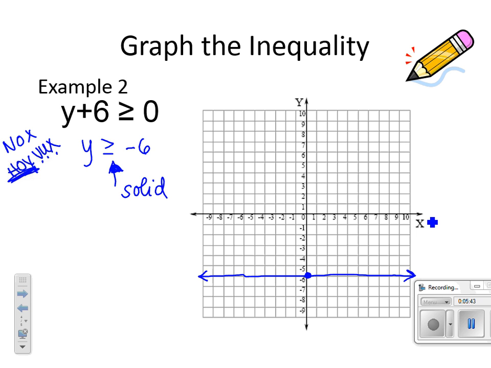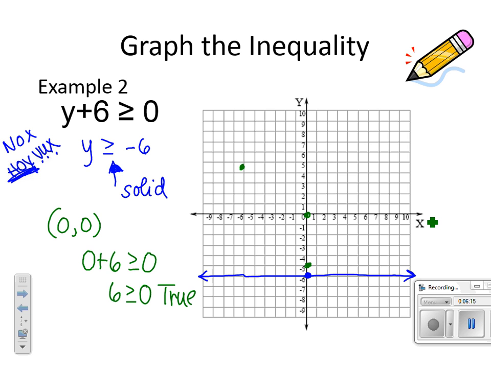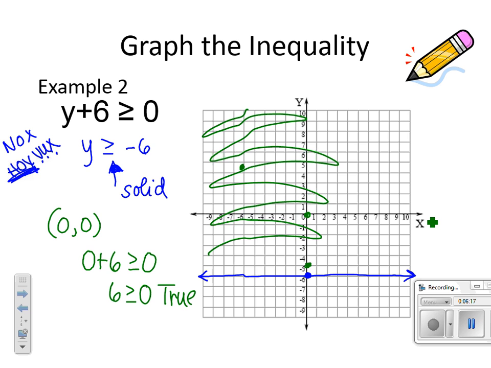Okay, and then you want everything greater than or equal to -6. So -5 is greater than -6. 0, 0 is greater than -6. This point over here is greater than -6. If you wanted to plug 0, 0 in, just to see that it works, you would plug 0 in for y. You wouldn't plug anything in for x because there isn't an x. And this would say 0 is greater than or equal to -6, and that is true. And so you will shade everything above the line.